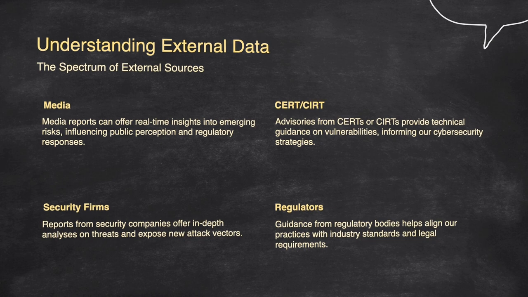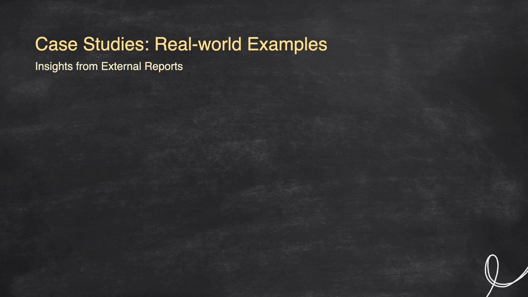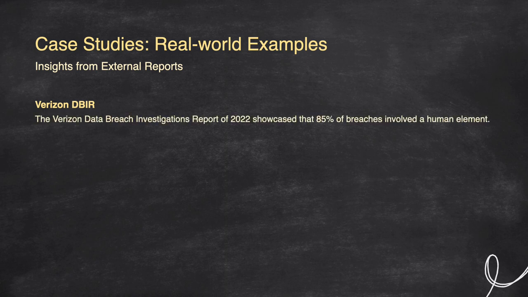Moving next, we'll understand about some case studies, that are the real world examples. First is about the Verizon DBIR. Friends, in 2022, the Verizon Data Breach Investigations Report highlighted that 85% of the breaches involved a human element.